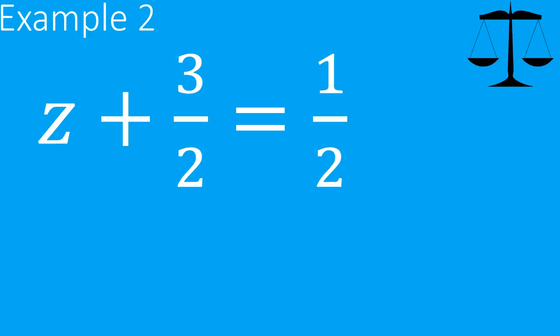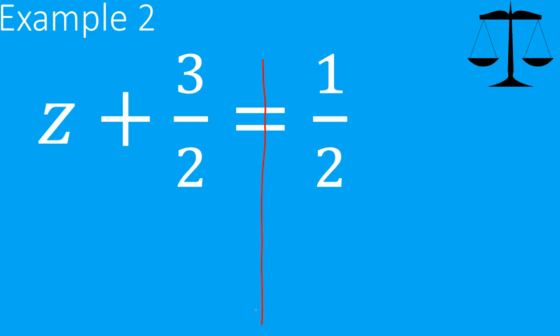Okay, this is example 2. This does go in your notes, so make sure you're writing this down in your notes. We have z plus 3/2 equals 1/2. Go ahead and write that down. Step 1, I'm going to draw my mirror.